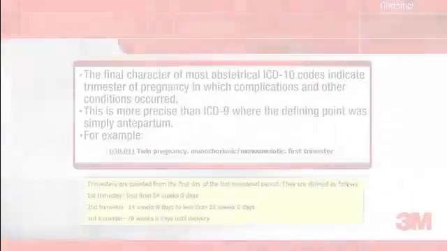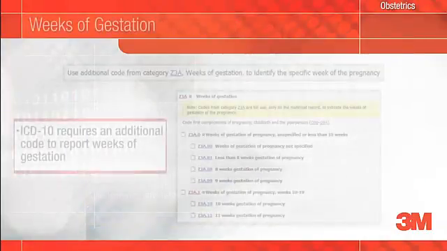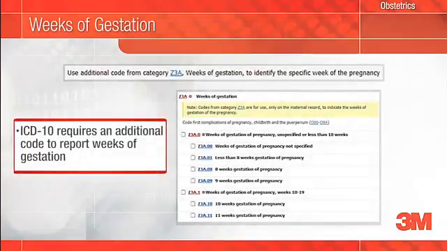In the upcoming slides, we'll take a look at some diseases and procedures that have new documentation requirements under ICD-10. What's new? Most of the obstetric codes have a final character that indicates the trimester of pregnancy in which complications and other conditions occurred. This is more precise than ICD-9, where the defining point was simply antepartum. An additional code is available to precisely designate the weeks of gestation.